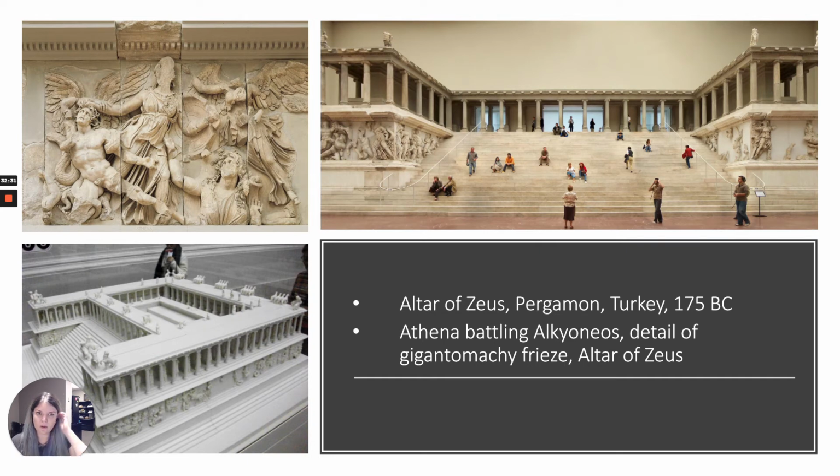Okay, so some other examples of this that we're going to look at in the discussion are some sculptures that deal with the victory of the Greeks over the Gauls. So we see a lot of portrayals of dying enemies who are in a lot of pain and a lot of agony, and there's lots of emotion.